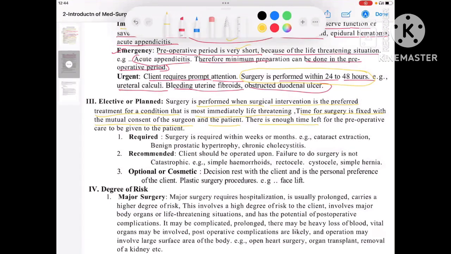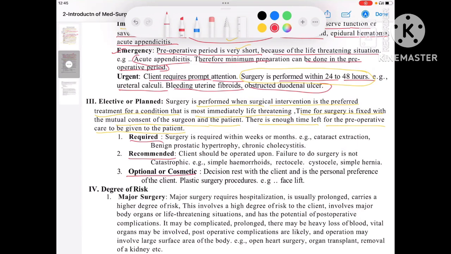There is enough time left for the pre-operative care to be given to the patient. So here it is already planned, and they have taken the consent from the patient and the surgeon. The surgeon has also written the consent, and they have taken this consent from the patient. So they do this for conditions that are not immediately life-threatening. What are the things coming under that? First is required, then recommended, and optional or cosmetic.